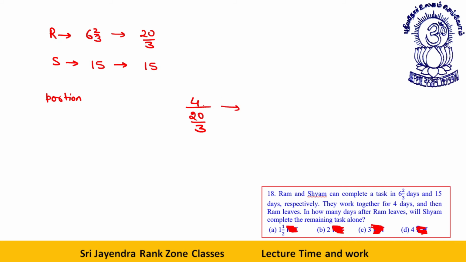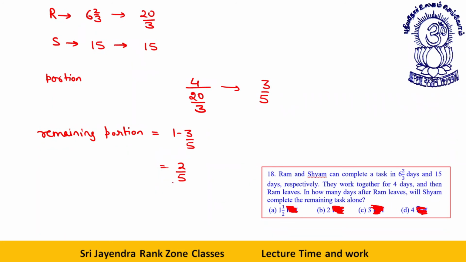Okay, dear student, this cancels to give me 5. So that is 3/5 of the work done by Ram. The remaining portion is how much? That is 1 minus 3/5, or 2/5. This is the remaining portion.